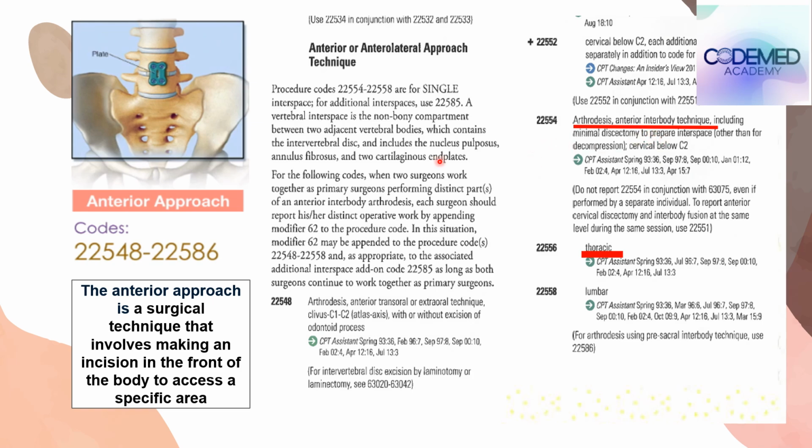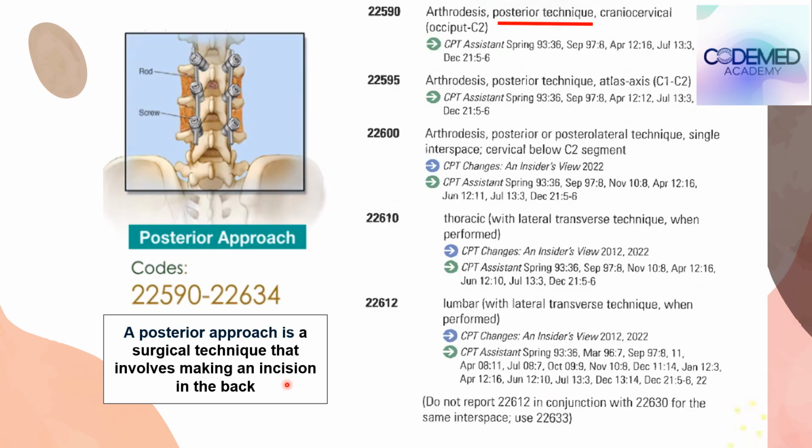So whenever they talk about the anterior approach, the code language is very clear about mentioning that approach. And of course the vertebra are also mentioned, thoracic and lumbar. So pay attention to all those details so that you will never go wrong in your coding. So the posterior approach is a surgical technique that involves making an incision from the back. Okay, and again the code range is written, and let us see the language: posterior technique, posterior or posterior lateral technique. So everywhere the technique and then the vertebra is clearly mentioned.